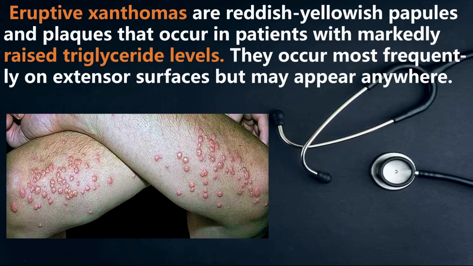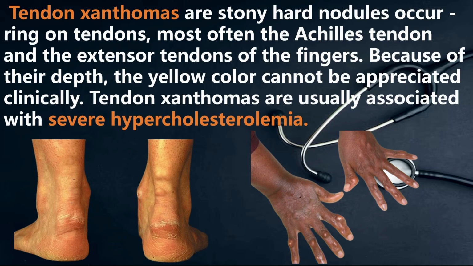Eruptive xanthomas are reddish yellowish papules and plaques that occur in patients with markedly raised triglyceride levels. They occur most frequently on extensor surfaces but may appear anywhere. Tendon xanthomas are stony, hard nodules occurring on tendons, most often the Achilles tendon and the extensor tendons of the fingers. Because of their depth, the yellow color cannot be appreciated clinically. Tendon xanthomas are usually associated with severe hypercholesterolemia.